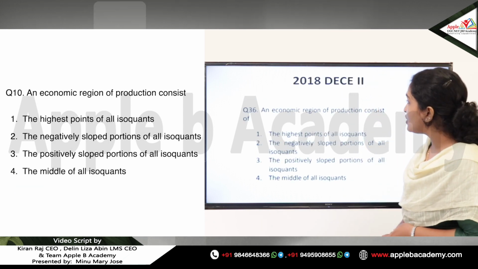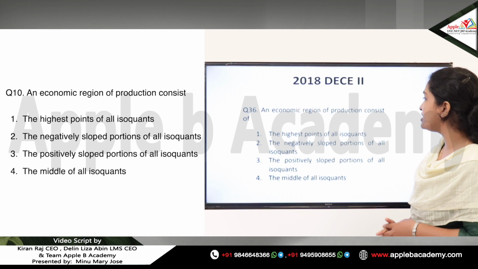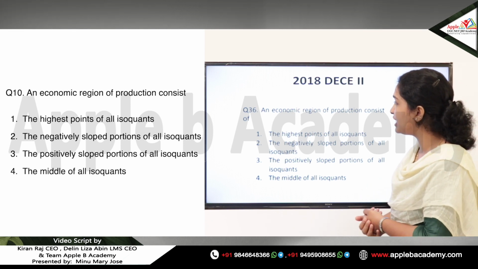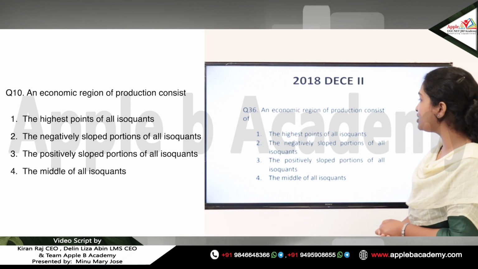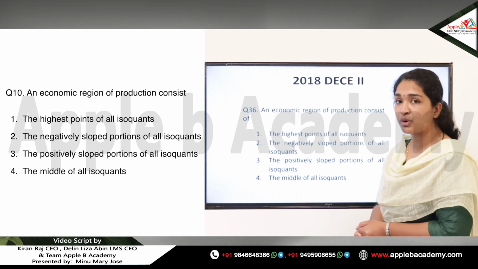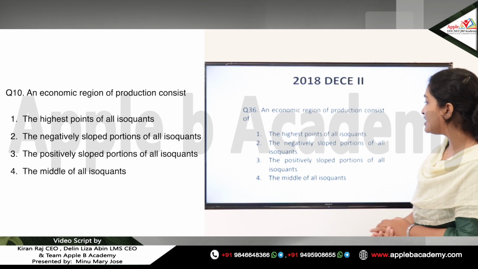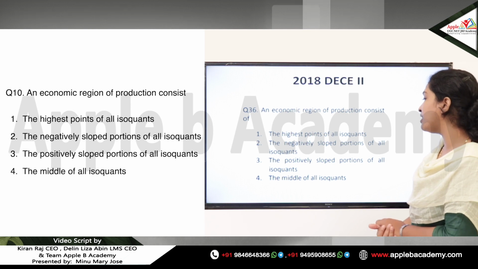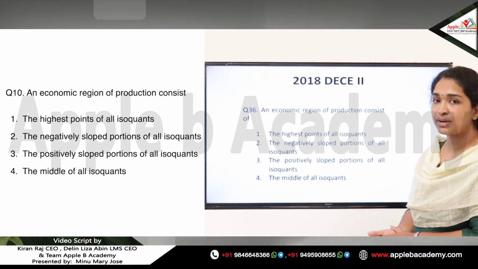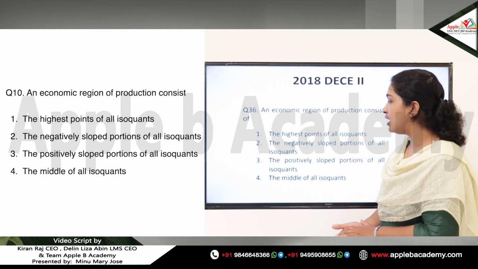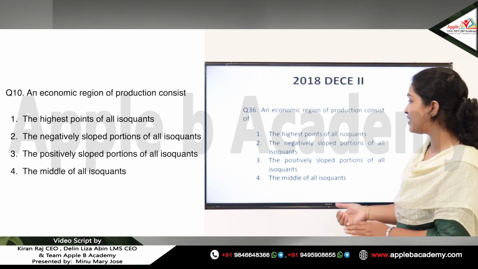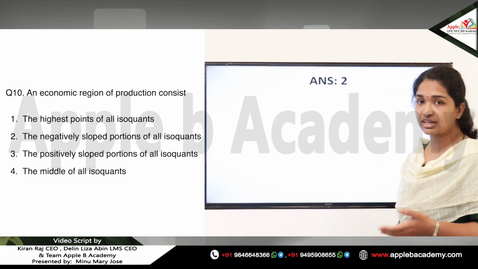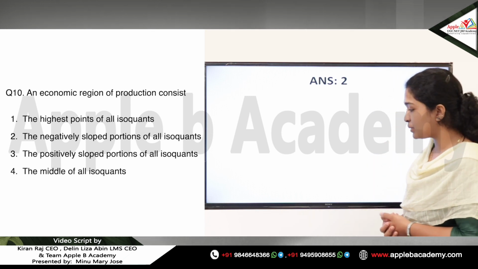Now 2018 December paper 2, the question is again similar to the question that we have already discussed. Which economic region of production consists of: the highest points of all isoquants, the negatively sloped portions of all isoquants, the positively sloped portions of all isoquants, or the middle of isoquants? So this is again a direct question. The answer for this question would be option 2. The negatively sloped portions of isoquants, or the convex shaped isoquants with diminishing marginal rate of technical substitution, give us the economic region of production.